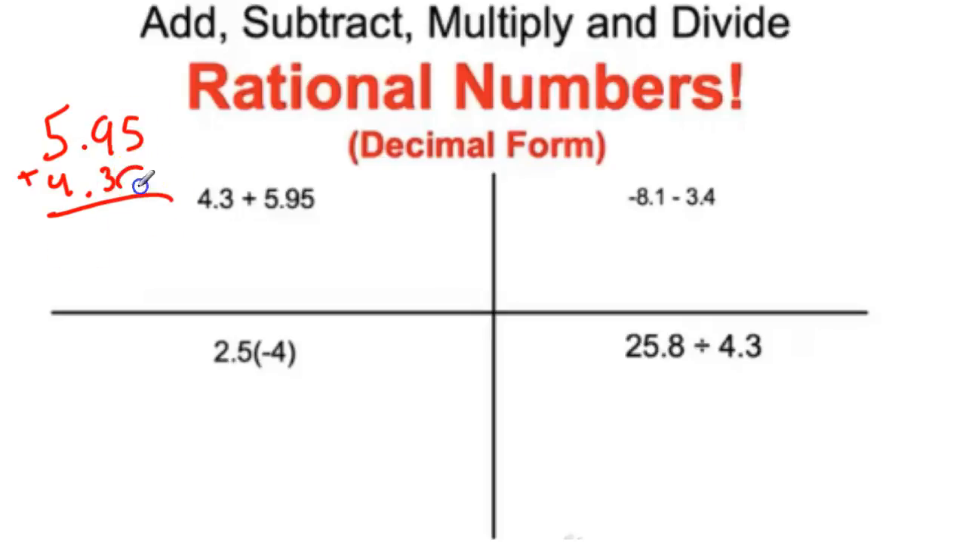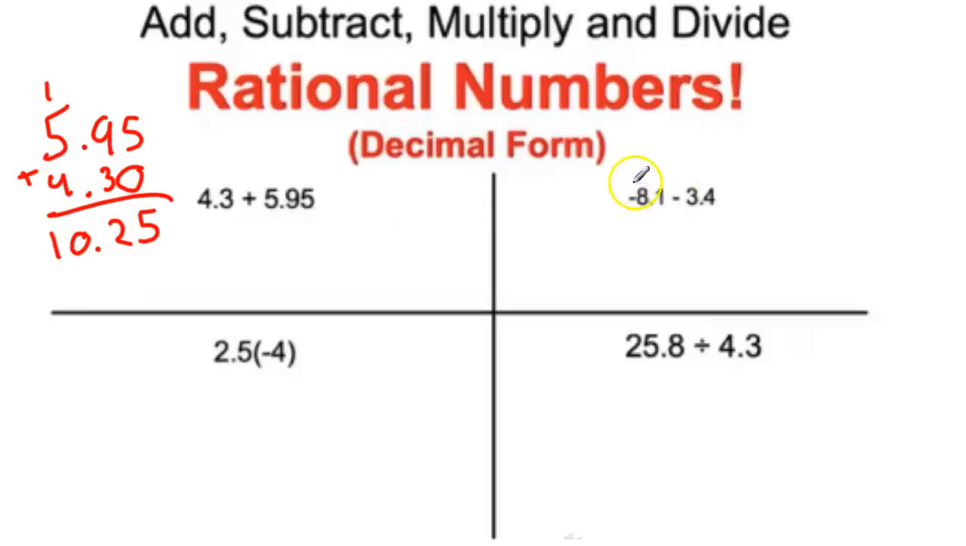So 5, that's really a 0 there. 5 plus 0, 5. 9 plus 3 is 12. So I'll put the 2 there, the decimal. Carry the 1. 1 plus 5 is 6, plus 4 is 10.